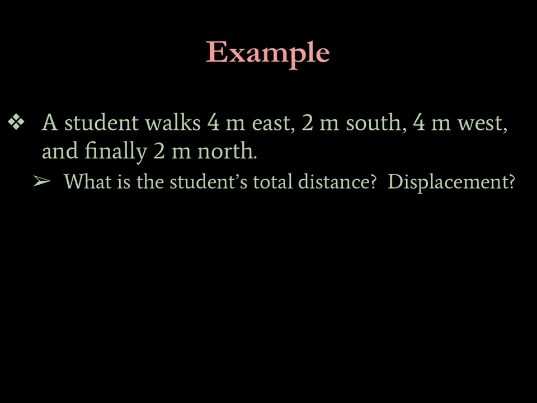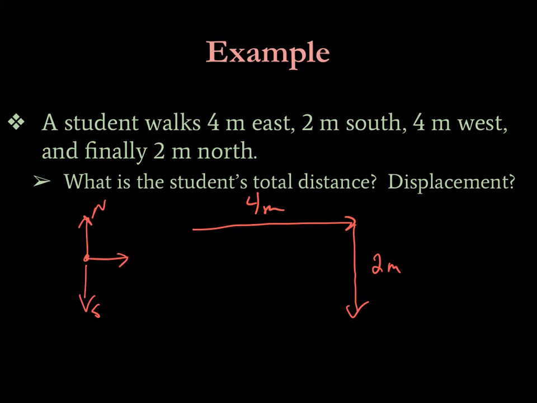Now, one other example of this, let's say a student walks 4 meters east, so 4 meters, not a significant distance, and then they walk 2 meters south. Now, I've established my frame of reference as north, south, east, and west, so traditional compass.